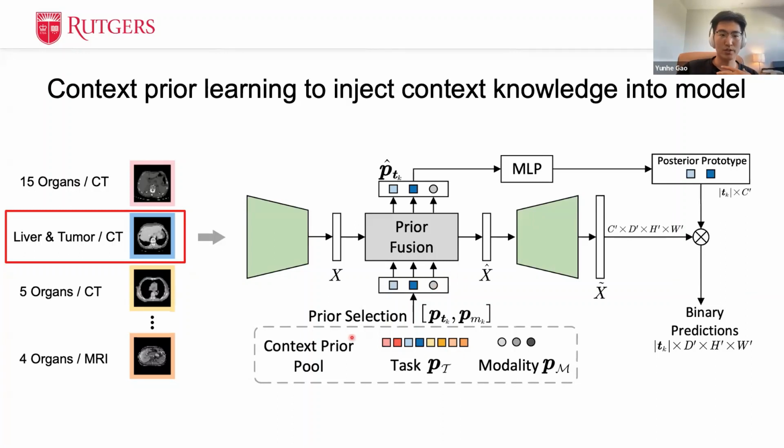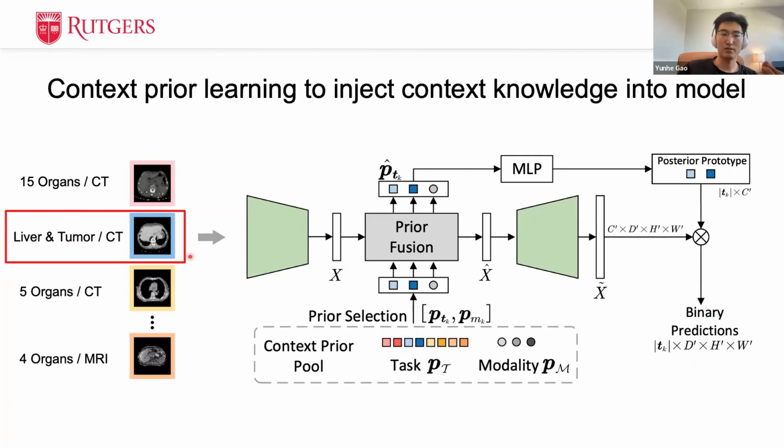Okay. So after we select the task priors and the modality priors, we concatenate them together into a prior token sequence. And the prior fusion module here is actually a bidirectional cross-attention module. It takes two inputs: the prior token sequence and the image feature map. This prior fusion module will exchange the knowledge between the priors and the image features, such that the knowledge in the context priors can be injected into the image feature. And the priors also aggregate instance level or image level information to generate discriminative posterior prototypes. And these posterior prototypes are used to obtain the binary segmentation of the targets.